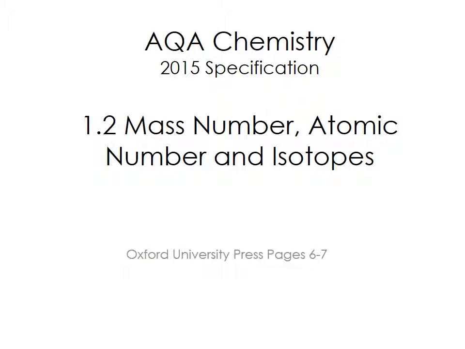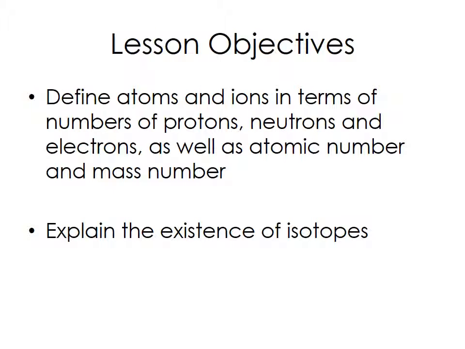Welcome to AQA Chemistry for the 2015 specification, 1.2: mass number, atomic number and isotopes. If you need to look at your textbook to help with this, and you've got the Oxford University Press book, then it's pages 6 to 7. Our lesson objectives for today are to define atoms and ions in terms of the numbers of protons, neutrons and electrons, as well as atomic number and mass number, and also to explain the existence of isotopes.